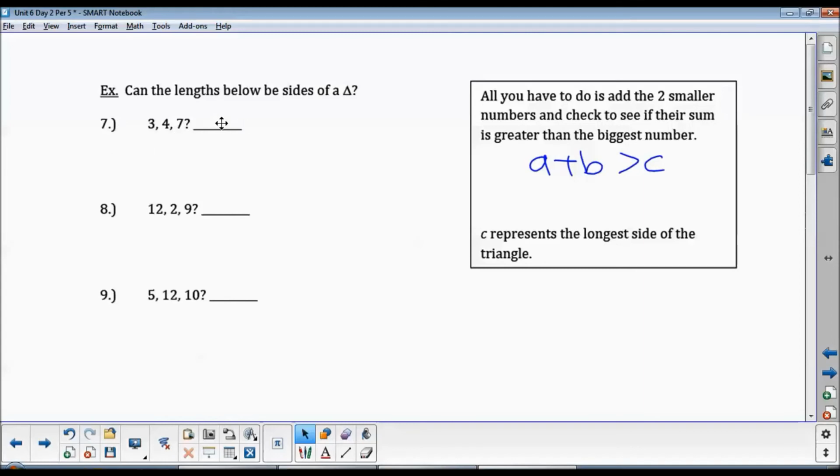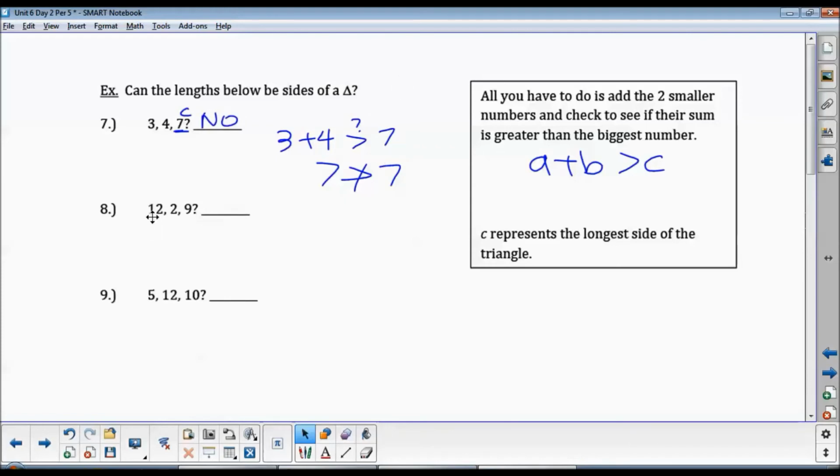So step 1 is, can you figure out which side is your C? And of course here, our C should be 7. That is the longest side. So that's my C, so I'm going to add together the other 2 sides, which are 3 and 4. So the question is going to be, is 3 plus 4 greater than 7? And of course, you guys know that 3 plus 4 is 7, so no, 7 is not greater than 7. So no, these 3 sides cannot actually make a triangle.